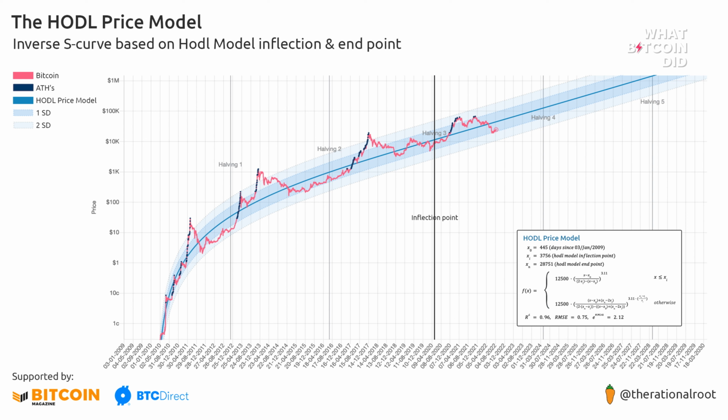So when is liquid supply approaching 100% of the total supply? That's like in 2088 or something, the Hodl model predicts that it is then approaching.